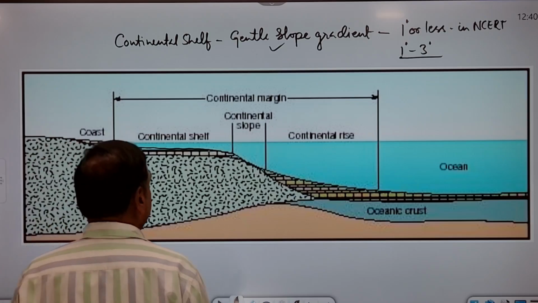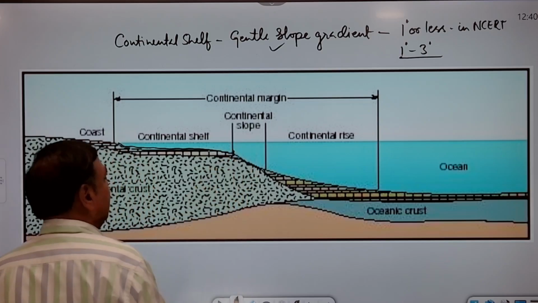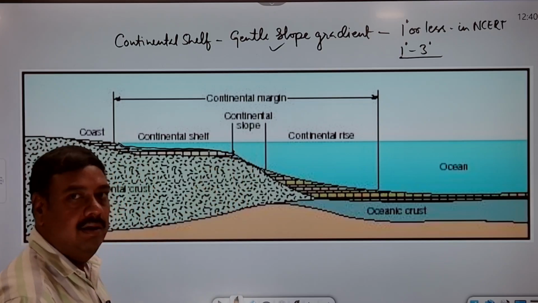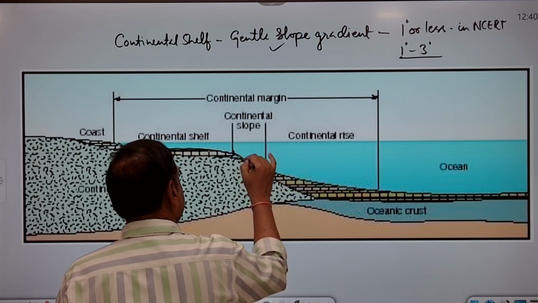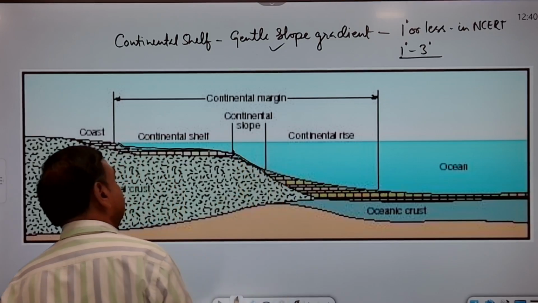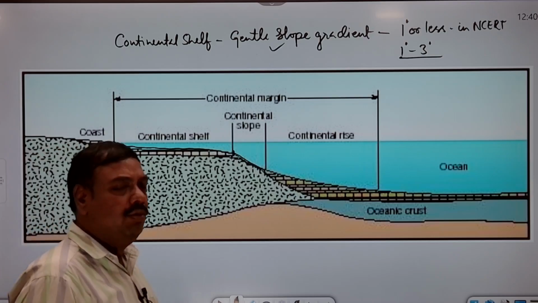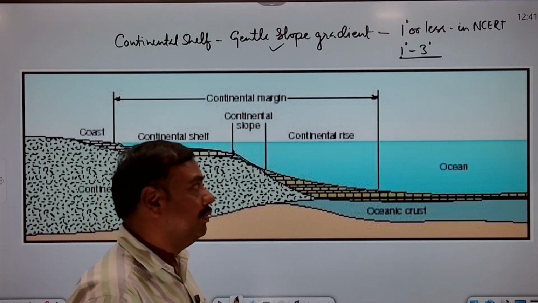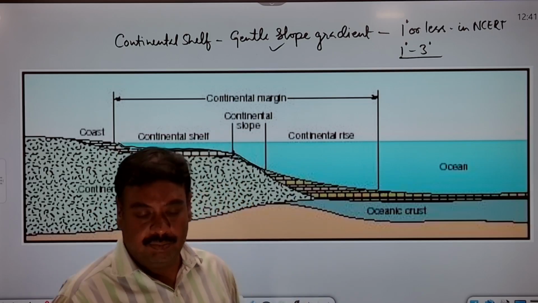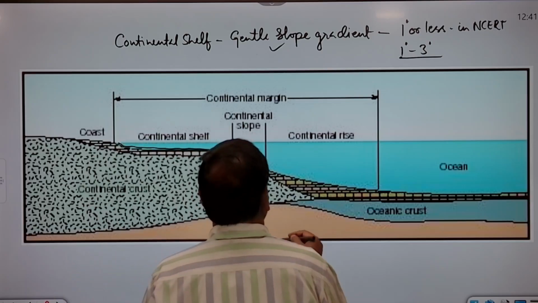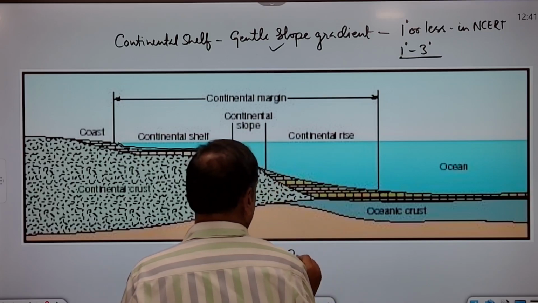Now, what happened? After extending up to a certain distance, there is a break, a point from where the extension of the continental crust takes place with more, not steep you can say, but with a greater slope gradient. That slope gradient is also discussed in your book. If you go through your book, it is said that the slope gradient of that part is basically 2 degrees to 5 degrees.